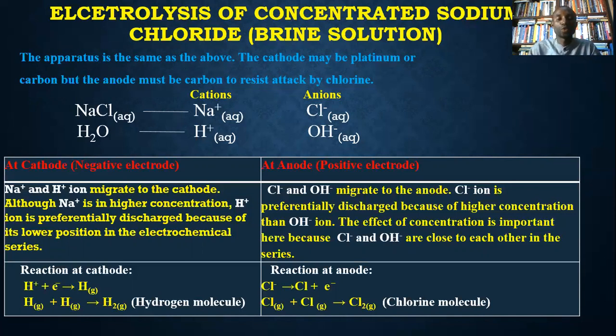Then at the cathode, hydrogen ion receives an electron to become a hydrogen atom. It combines with another atom of hydrogen to become a hydrogen molecule. So the two gaseous elements that will be collected or produced at the end of this particular process are hydrogen gas and chlorine gas, or chlorine molecule.